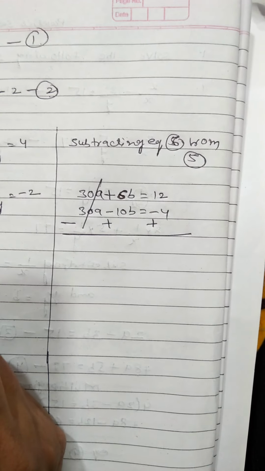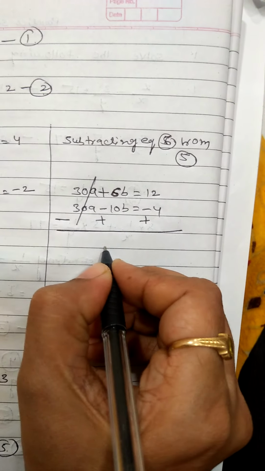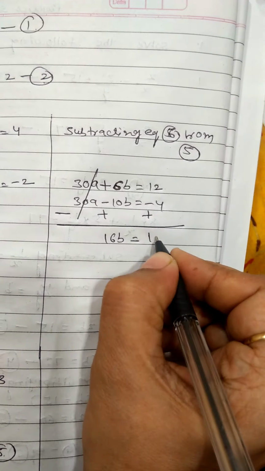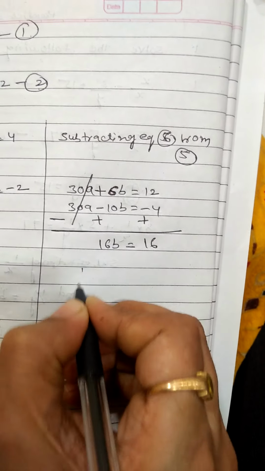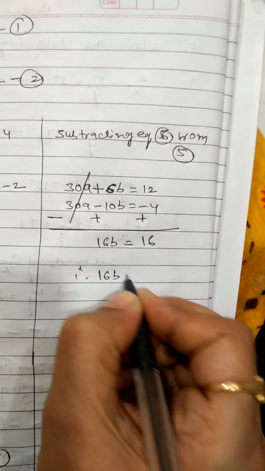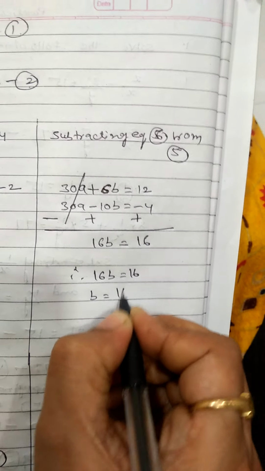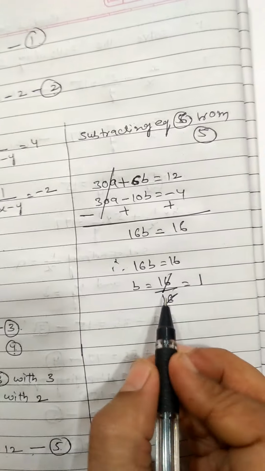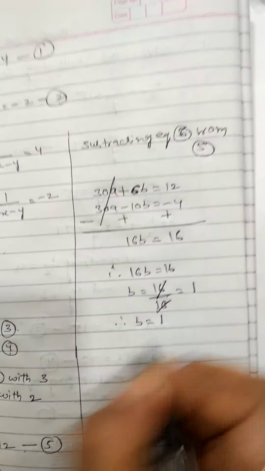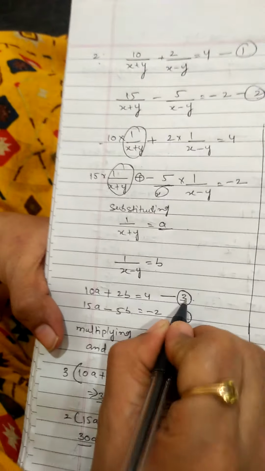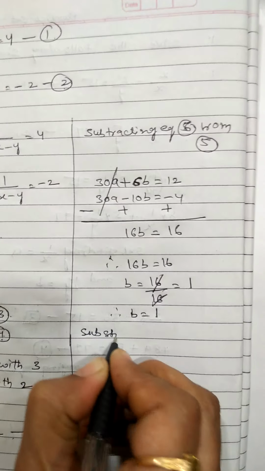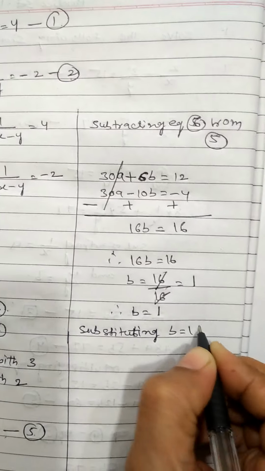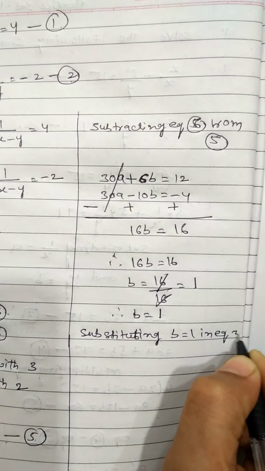Plus 30a minus 30a get cancelled. 6b plus 10b, how much? 16b is equal to 12 plus 4, that is 16. Therefore 16b is equal to 16, so b is equal to 16 upon 16, that is equal to 1. Now what will we do? We will substitute b is equal to 1 in equation number 3.